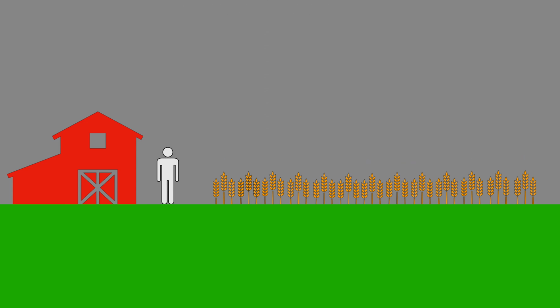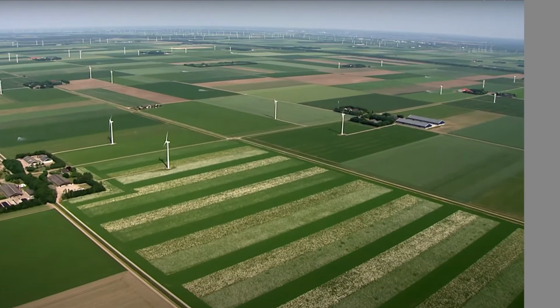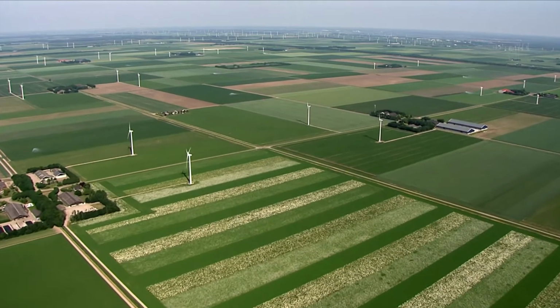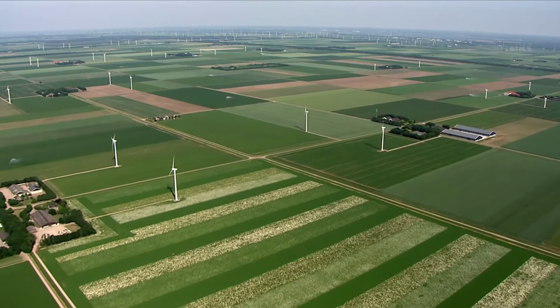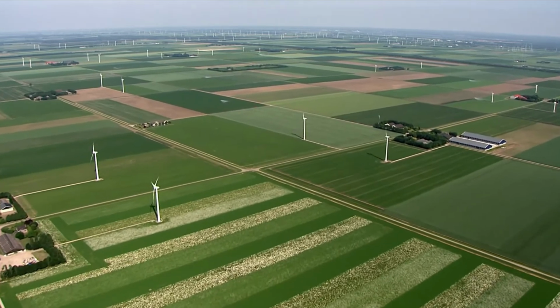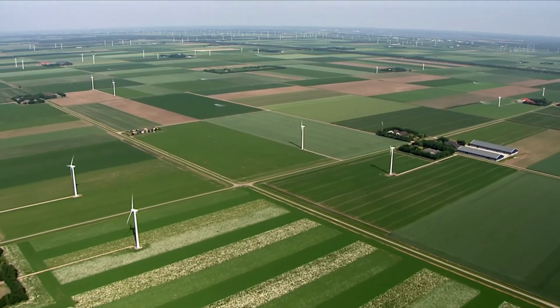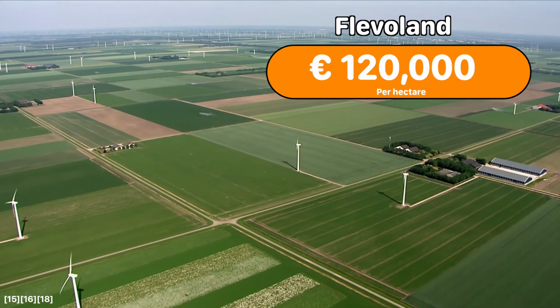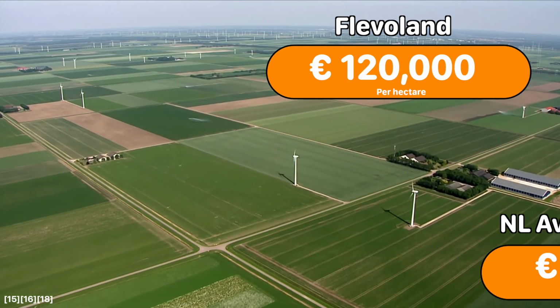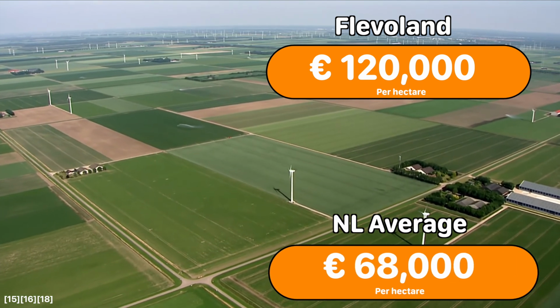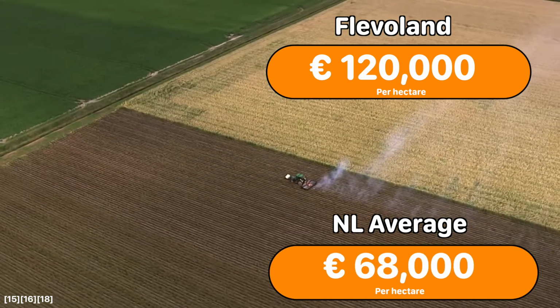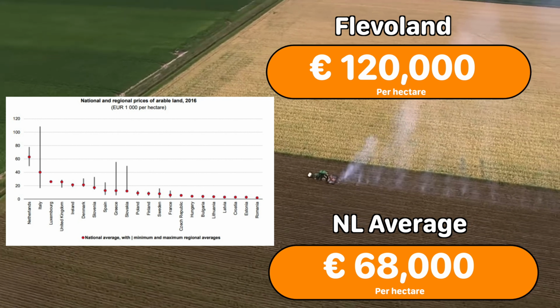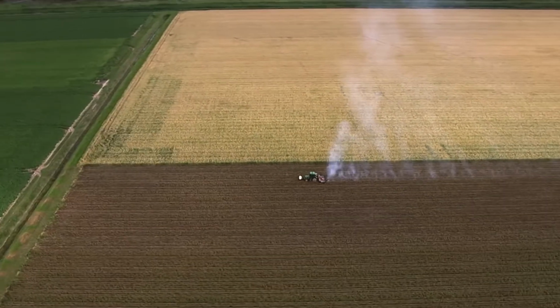Over the following decades, salt was drained out of the polder, making the land some of the best farmland in the country, and it is highly valued. Per hectare, the land in Flevoland and the polders is some of the most expensive in Europe, fetching sometimes over 120,000 euros per hectare. For comparison, the average price in the Netherlands is around 68,000 euros per hectare, which is also some of the highest farmland prices in all of Europe.